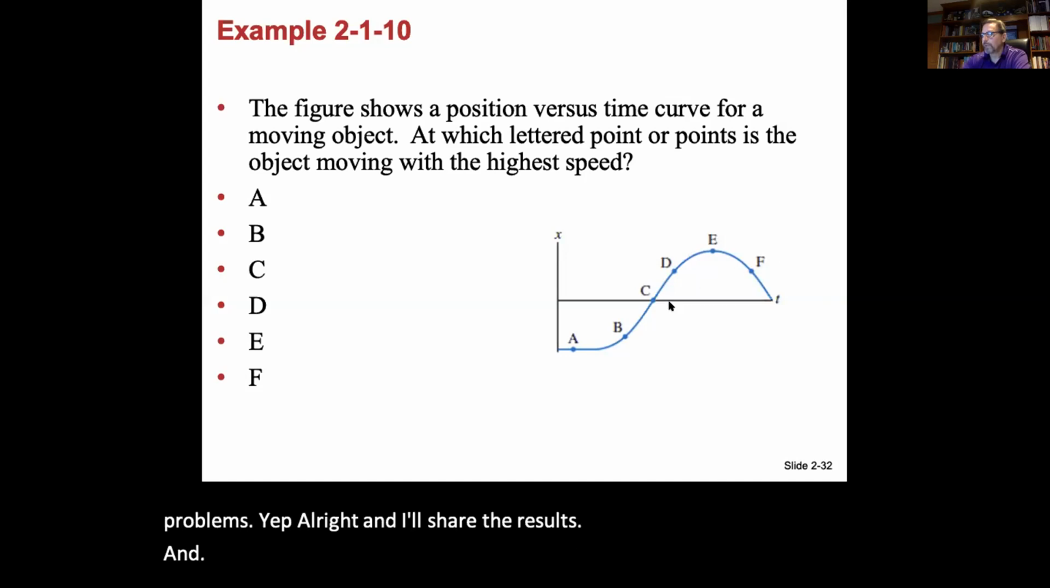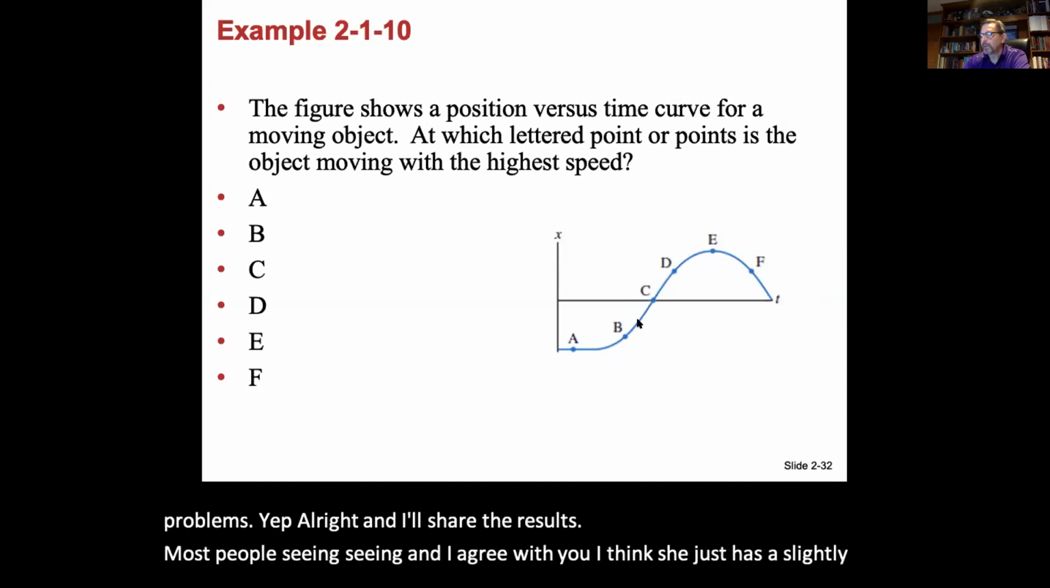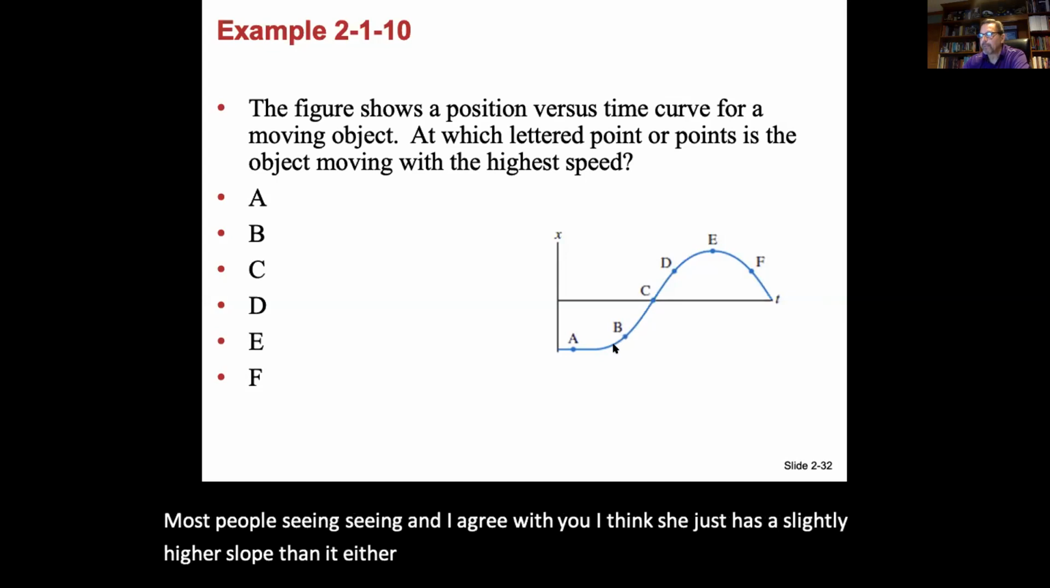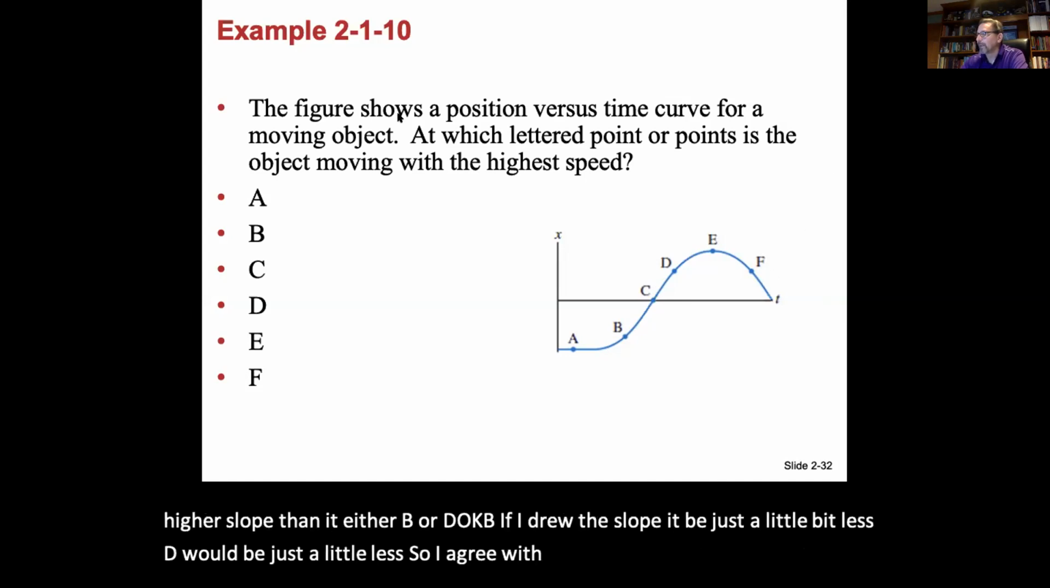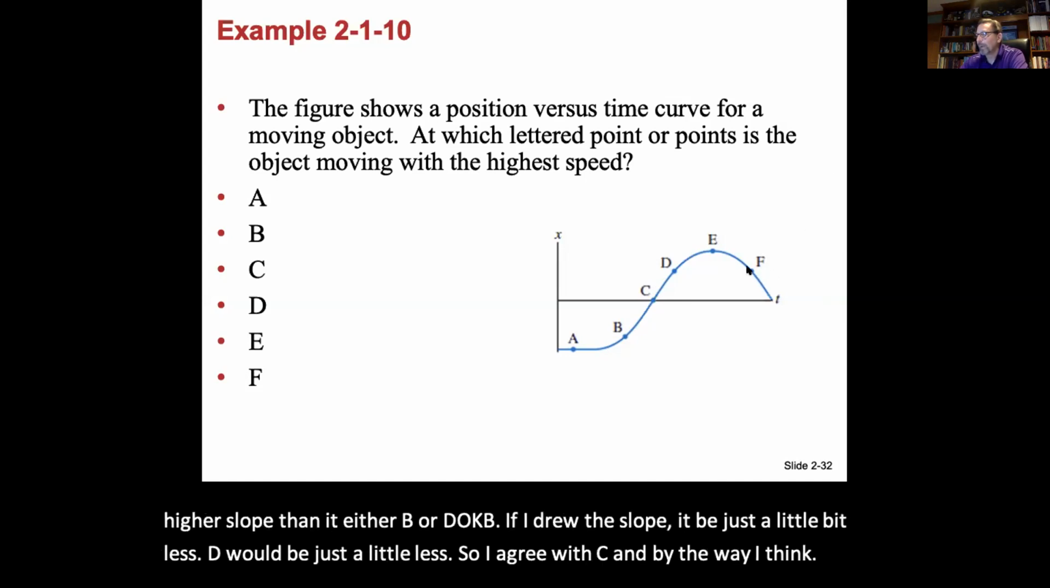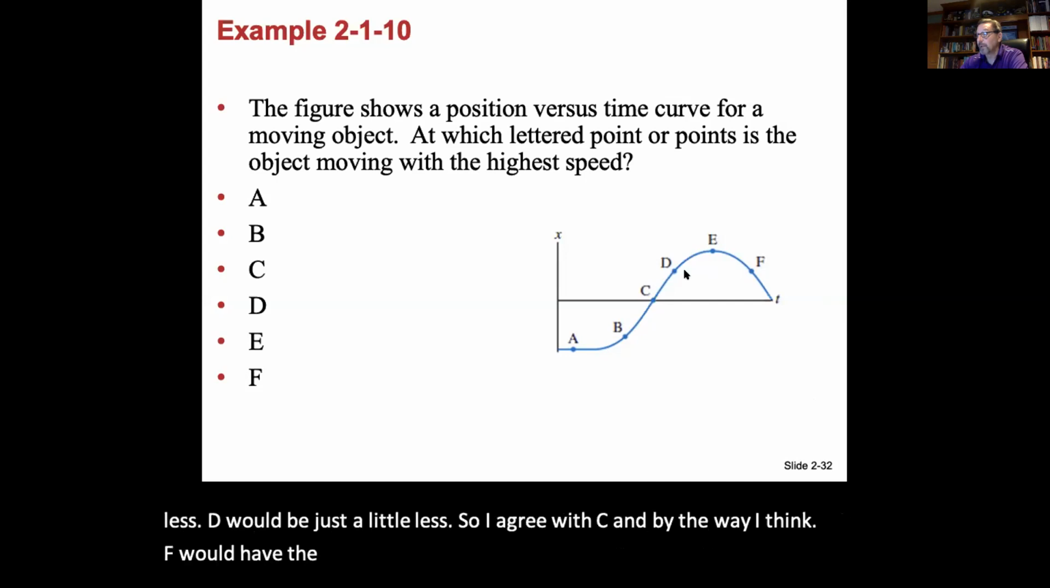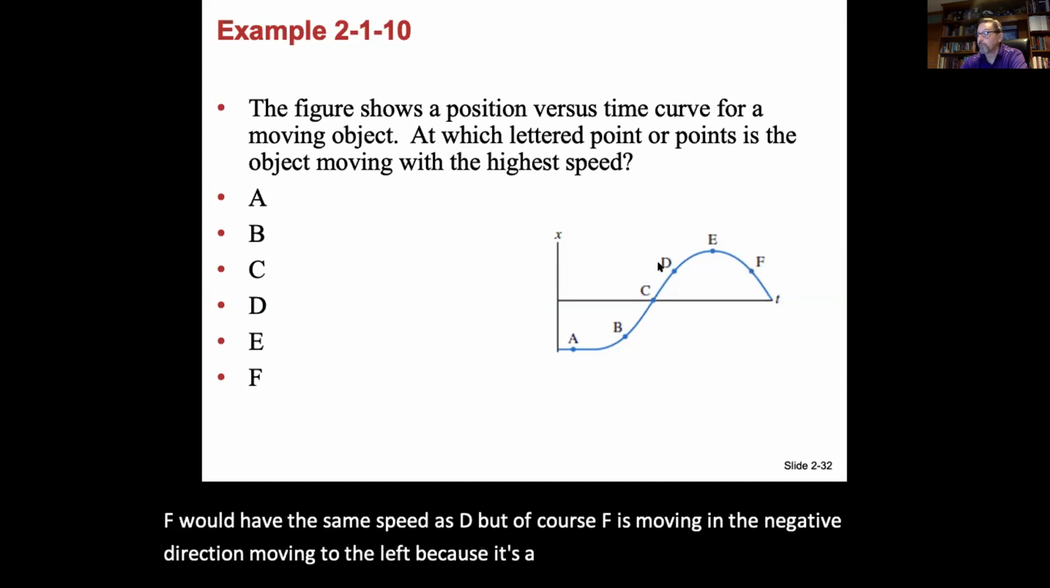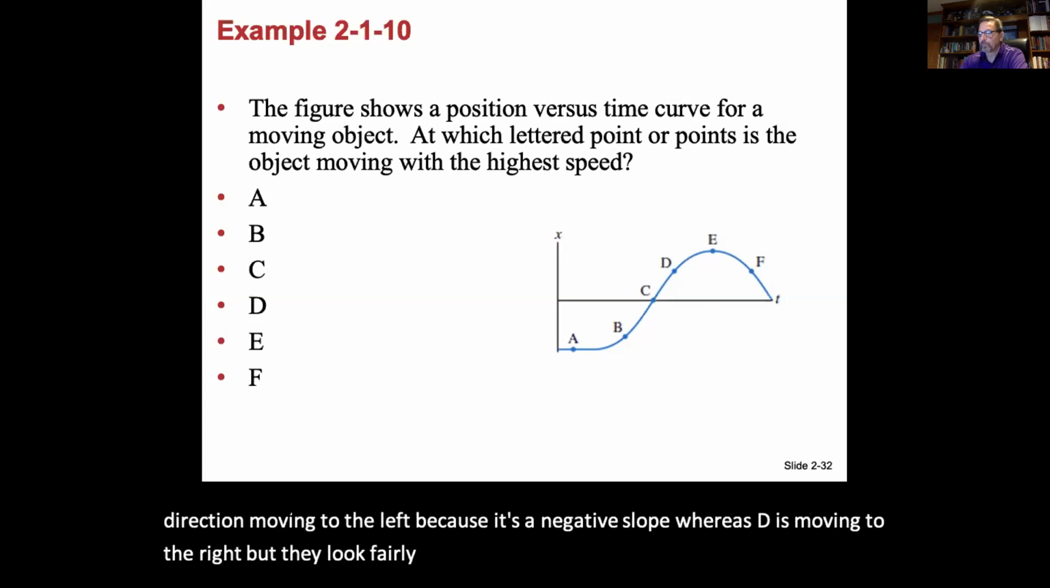Most people are saying C, and I agree with you. I think C just has a slightly higher slope than at either B or D. Okay. B, if I drew the slope, it'd be just a little bit less. D would be just a little less. So I agree with C. And by the way, I think F would have the same speed as D, but of course, F is moving in the negative direction, moving to the left because it's a negative slope, whereas D is moving to the right. But they look fairly symmetric and they probably have about the same slope. Didn't ask a question on that, but I wanted to point it out.